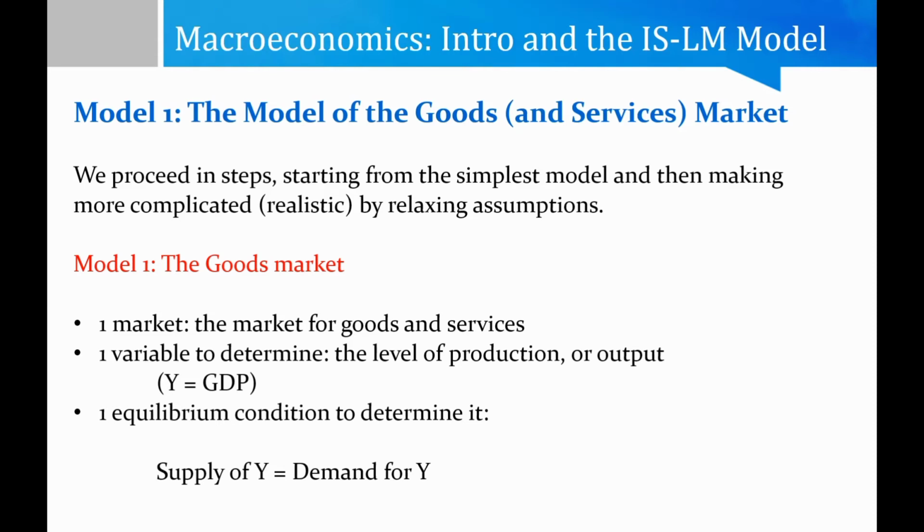After learning the ways to calculate GDP, we will now determine the equilibrium level of output in the goods market. We start from the simplest model where there is only one market for goods and services and one variable to determine, which is the level of production or output, then one equilibrium condition, and that is supply of Y must be equal to demand for Y.